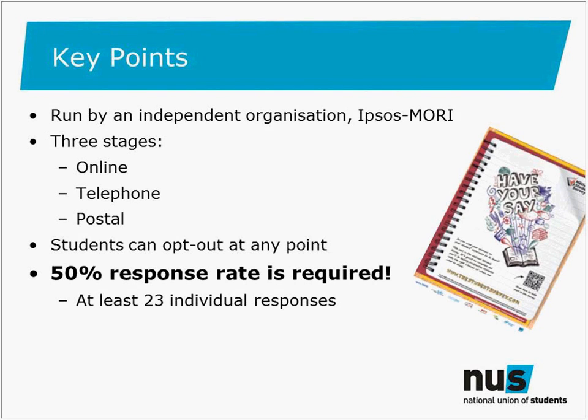There are 3 stages. Students are invited to complete the survey online. If they don't specifically specify that they would like to opt out of the survey, they will be chased up by telephone and eventually by post, which is what gets very high scores. A 50% response rate is required in all subcategories of data. So, for example, for all courses, and that has to be at least 23 individual responses in order for the data to be made public, in order to protect the anonymity of respondents.